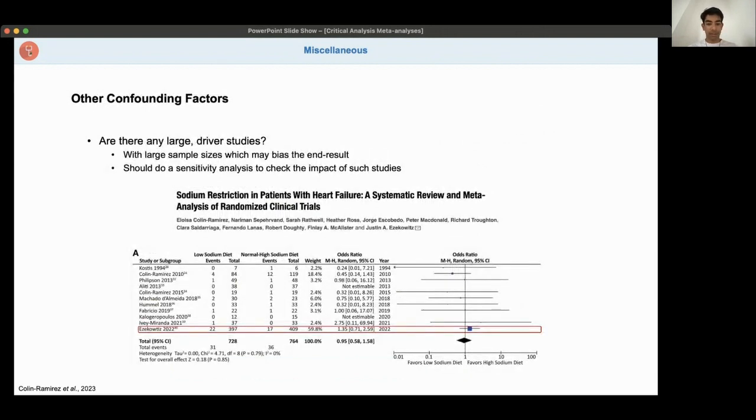And then other factors. Are there any large driver studies? I gave you an example of that earlier, Paterna 2011, which had like 800 people in the intervention and placebo groups. Any study that's heavily influencing the results needs to be checked very thoroughly, because otherwise it could mess up the entire meta-analysis. And you should do a sensitivity analysis to check the impact of those studies: remove that study, redo the analysis, and see if the result changes.